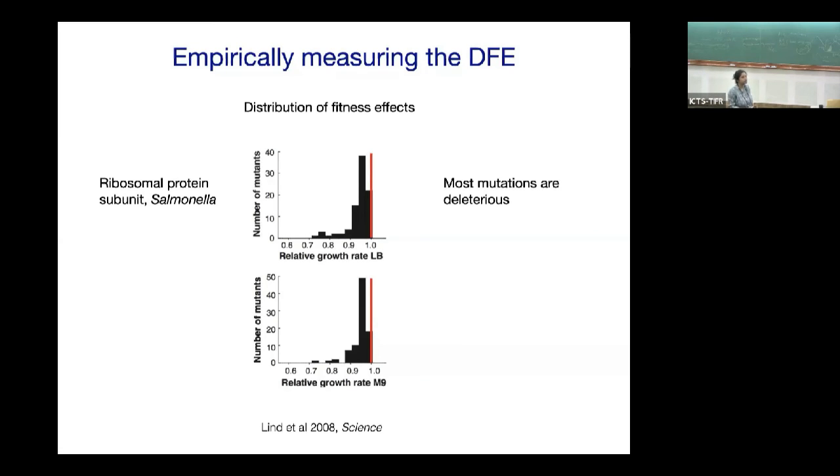Yes? These we know because they grew, right? Yeah, they grew, but just not as well as the ancestral wild type. Okay. Any guesses what this DFE would look like? So this is a ribosomal protein. Ribosomal proteins are rather important for cells to make proteins. Any guesses what a similar DFE would look like if we took another protein in the cell, a different type of protein? Very similar or very different?